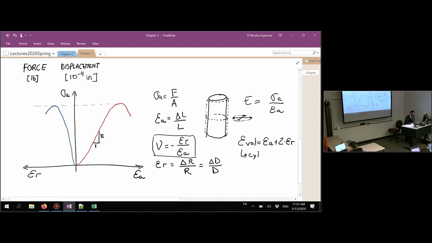Cylinder is with 1 L or with 2 Ls? I always forget. One. Okay.